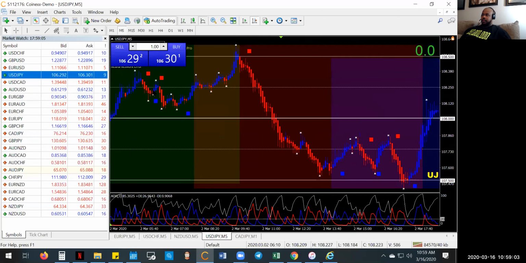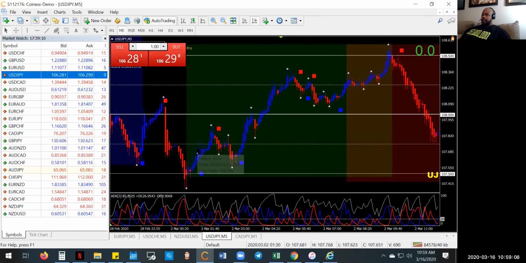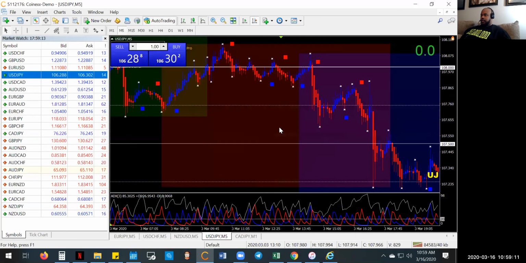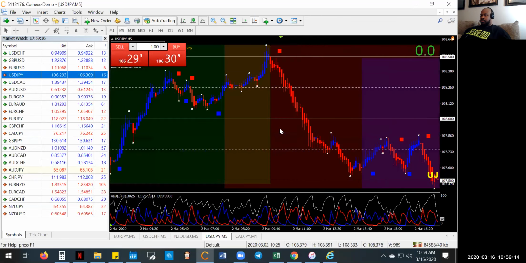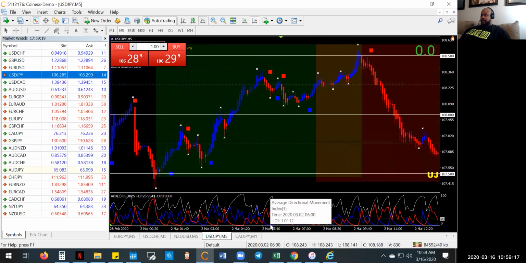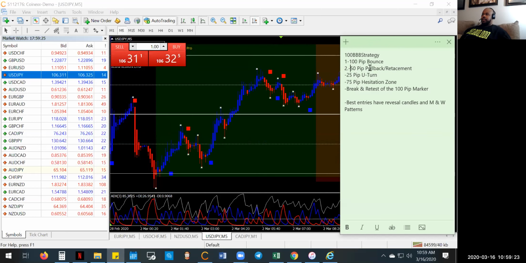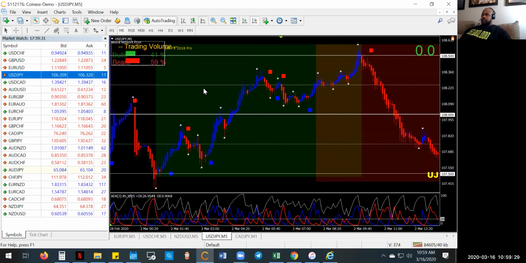Let's see if UJ got something for us. All right, found one. There we go. So this happened on March 2nd. This is play number 2, the 50 pip pullback or retracement. During the Asian session, this is the London session, we break the 108. From 108 to 108.5 is 50 pips, right? So we break over here.